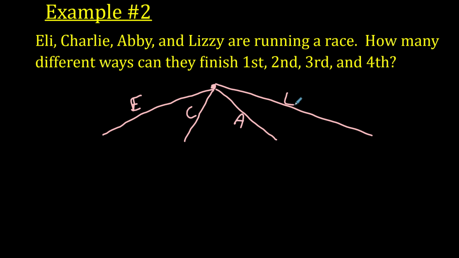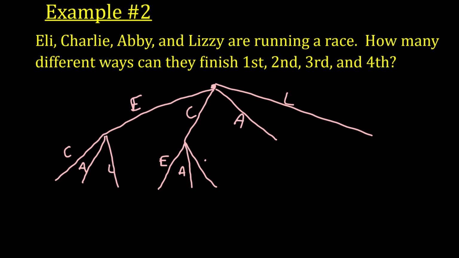Then once we've established who got first, now we're going to say, well, how many different ways are there to get second place? Well, Eli got first, so that means that we have how many people left for second place? Eli can't get second, so we've got 3 people left. So this would be either Charlie, Abby, or Lizzie. And then if Charlie got first, we have 3 choices. We could have Eli, Abby, and Lizzie. If Abby got first, we could have Eli, Charlie, and Lizzie for second. And if Lizzie got first, we could have Eli, Charlie, and Abby.